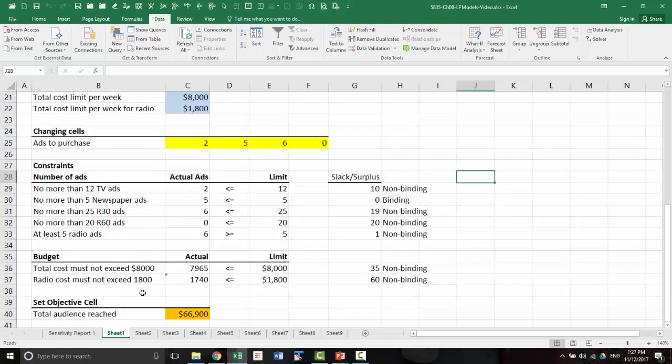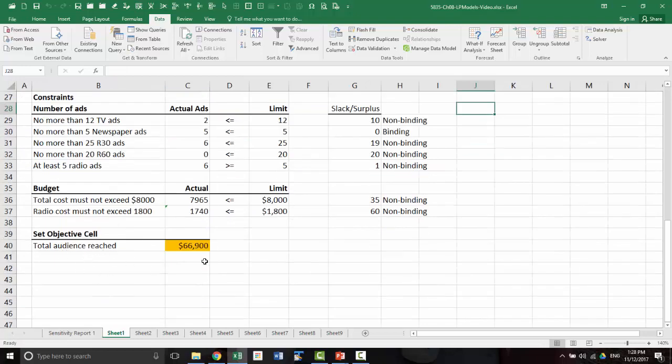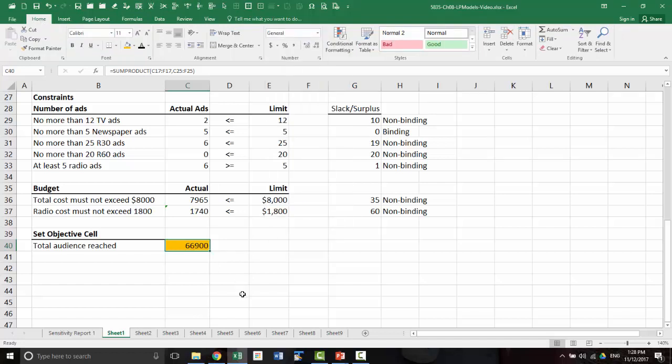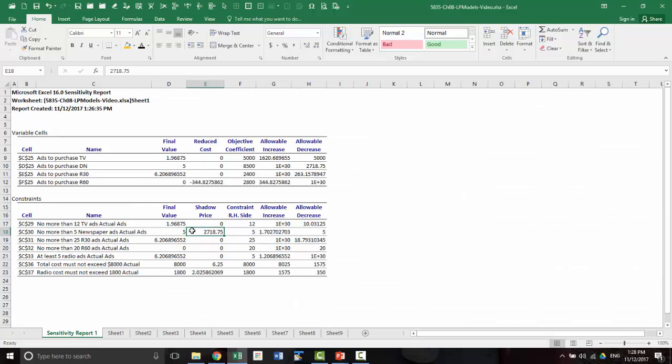The shadow price is about the objective function. The objective function is the audience reached. Well, so that shouldn't be dollar. That should be just regular number. The audience reached is 66,900. So the shadow price is in the same unit, the audience reached. So if you relax the right hand side of the number of newspaper ads that we can run from 5, if you increase it to 6, and you are allowed to increase it up to 1.7.